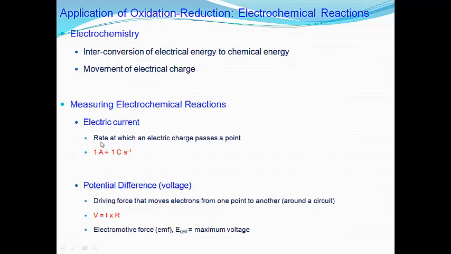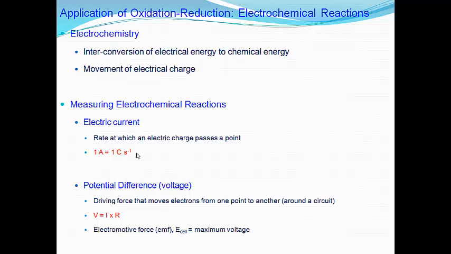And the unit of measure of electric current is the ampere, which, as you can see from this equation, 1 ampere is equal to 1 coulomb per second, where the coulomb is the measure that is associated with a charge. And if the charge passes a point at a particular time, then we get our ampere, which is coulomb per second. Right?